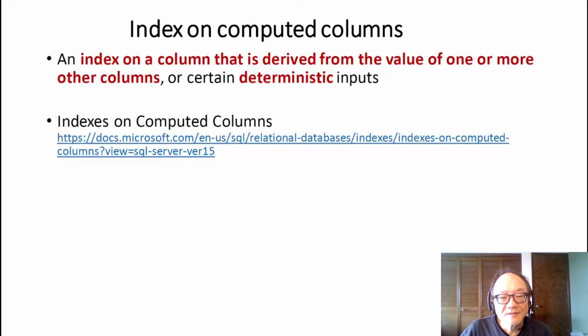If we can create an index on a computed column, we can greatly improve the performance because a computed column is usually calculated on the fly when the data is used. If we can index on a computed column, then the database engine will calculate the data and will prepare the data in advance. Therefore, the data is always ready for use. That's why the performance can be greatly improved.